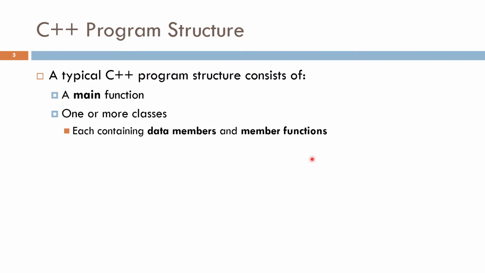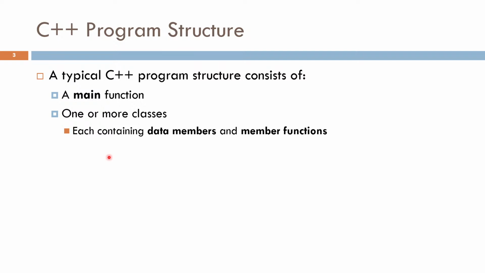So your typical C++ program structure, as you have seen from ECNG 1009, consists of a main function so far, and then some individual functions. However, for ECNG 2007, we're going to have that same main function, but also one or more classes above the main function or in separate files. And these classes are going to contain what we refer to as data members and member functions.